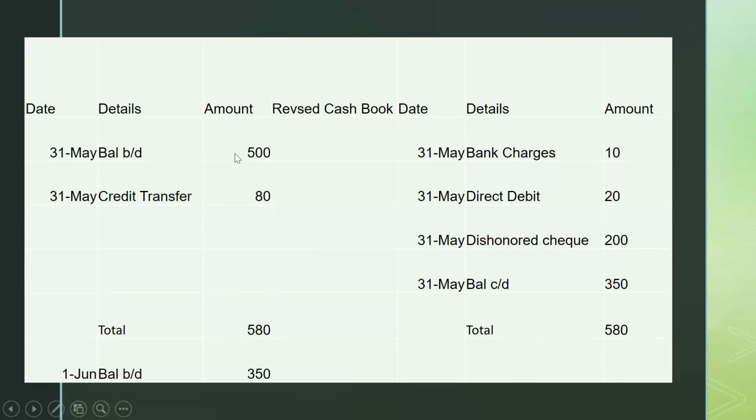Start off with our new latest balance carried on, so our balance brought down. Bank charges, direct debit, dishonored check, all on the credit side, just like you said. Credit transfer on the debit side. Then we calculate our new balance carried on and brought down.